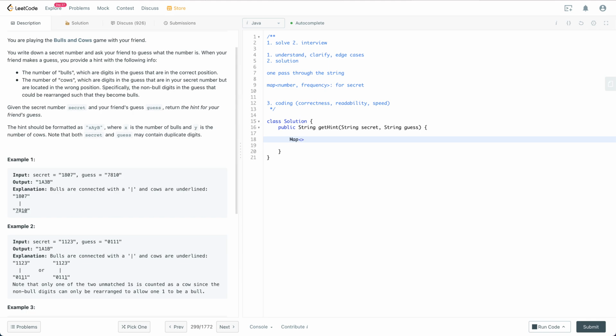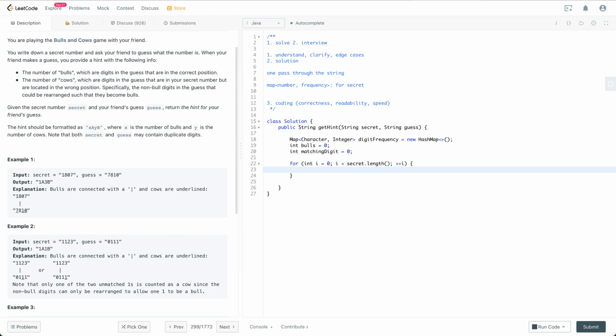It is going to be a character, and this is the integer. So the map is going to be digit frequency, which is equal to a new hash map. We have the bulls, initially 0, and the matching digit, currently 0. We are going to do one pass, for i from 0 to length, i plus plus.